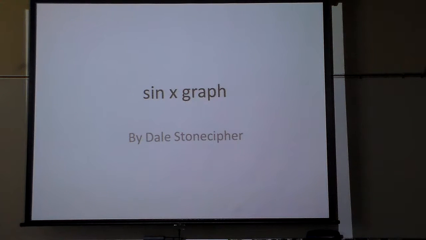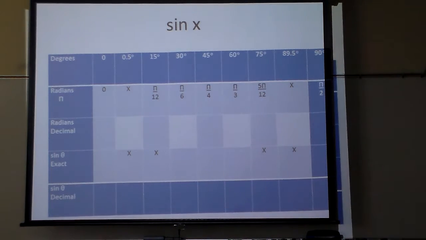We're going to be looking at a sine graph. And the way we're going to do it today is we're going to actually plot some points using actual numerical values. The first thing we're going to look at is quadrant 1. I'm going to look at 0 degrees, 0.5, 15 degrees, 30 degrees, 45, 60, 70, 89.5, and 90, as you can see.